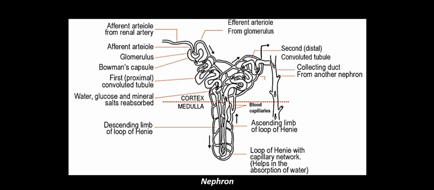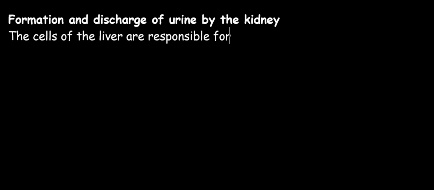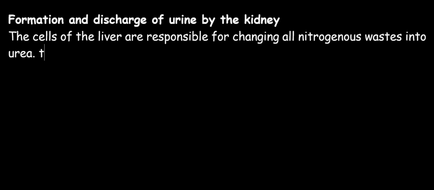So now we are going to be looking at the process of formation and discharge of urine by the kidney. The cells of the liver are responsible for changing all nitrogenous waste into urea. The urea is carried to the kidneys by the renal artery.